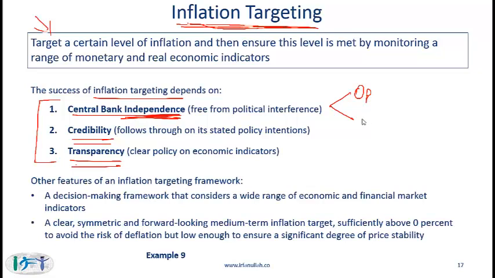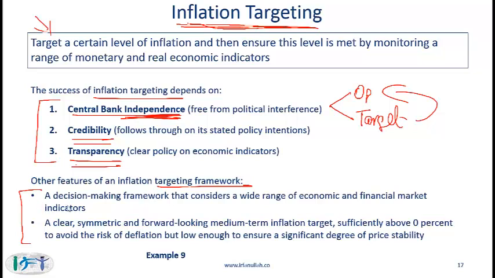If we say that a central bank also has target independence, this means that the central bank also defines the target level of inflation and obviously then has the operational independence to meet that target. In addition to these 3 points, there are 2 additional features of an inflation targeting framework that are important.